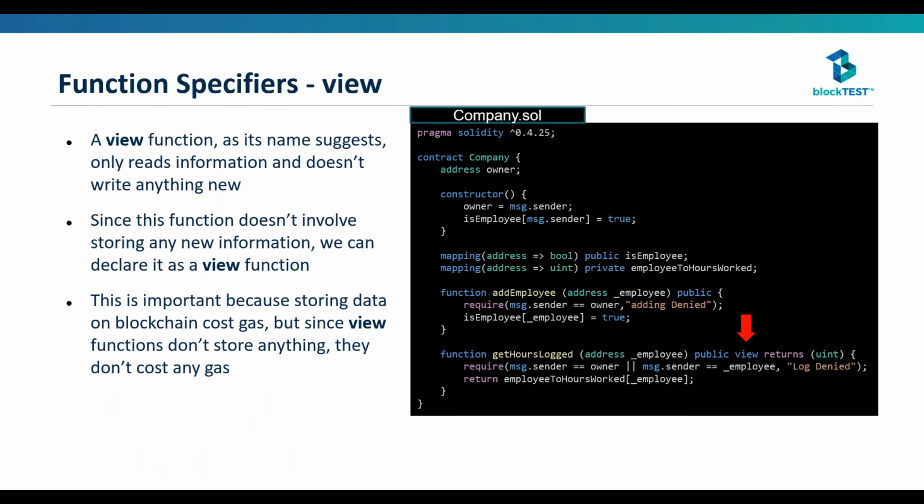Now, this function does not make any change to the storage. We are not changing any data at all. All we are doing is accessing the employee to hours worked mapping and returning it back. So it makes sense to specify view for the function as well. This is very important because generally functions require gas to run on the network. But if a function is defined as a view, it does not need to be part of a block as a transaction, so it does not require any gas. It is a free call.